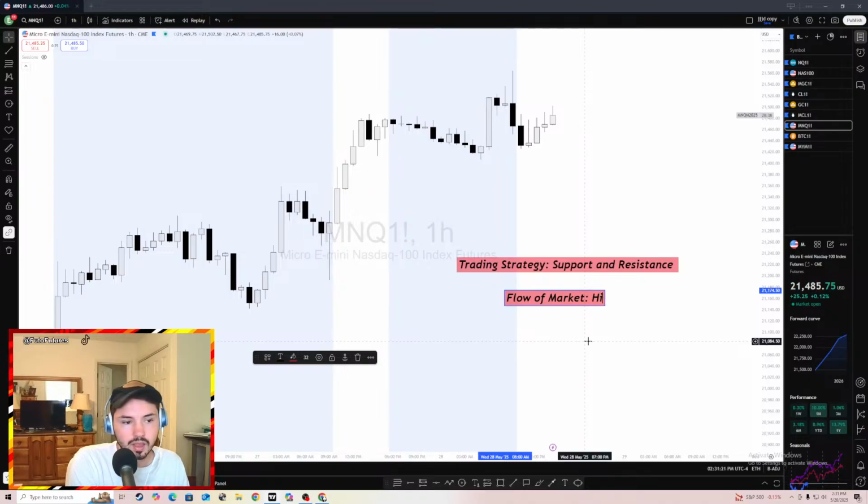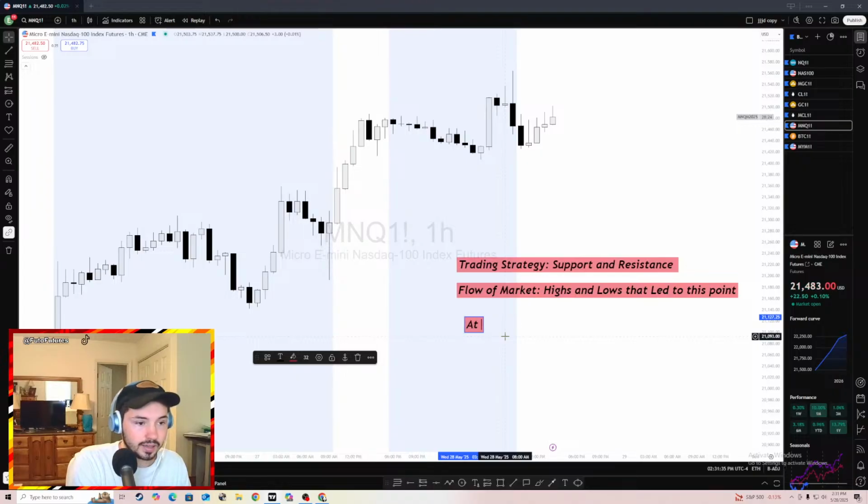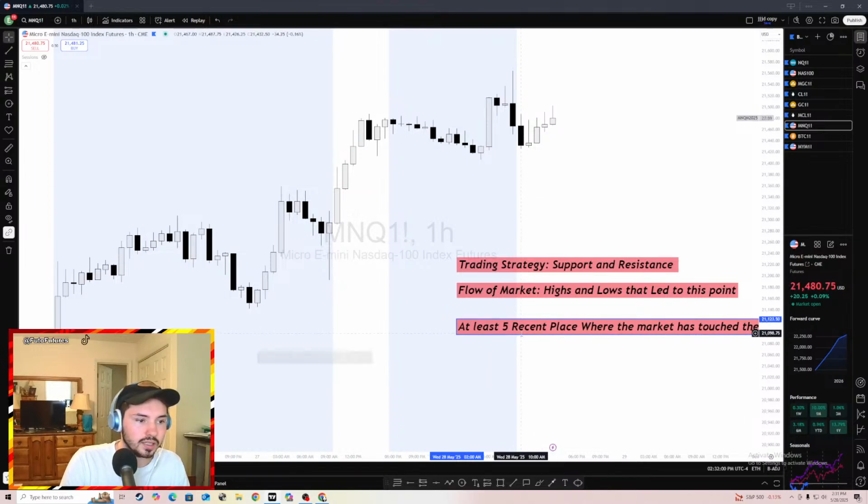So, highs and lows that led to this point. Maybe we have another idea of at least 3 tapping points, at least 5 recent places the market has touched the general line. Let's say that. So in general we look at these.